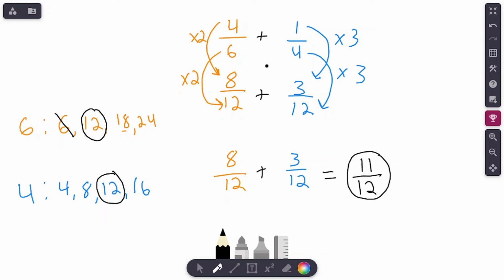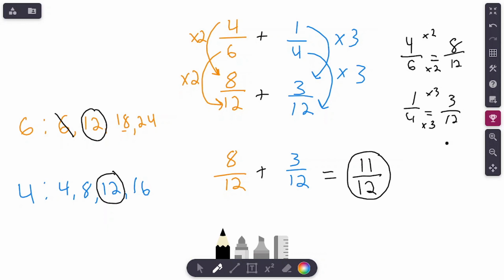Let's prove a couple things to you. 4/6 is equal to 8/12. How? By multiplying by 2. 1/4 is equal to 3/12. How? By multiplying by 3. We multiply the numerators and denominators by the same numbers.